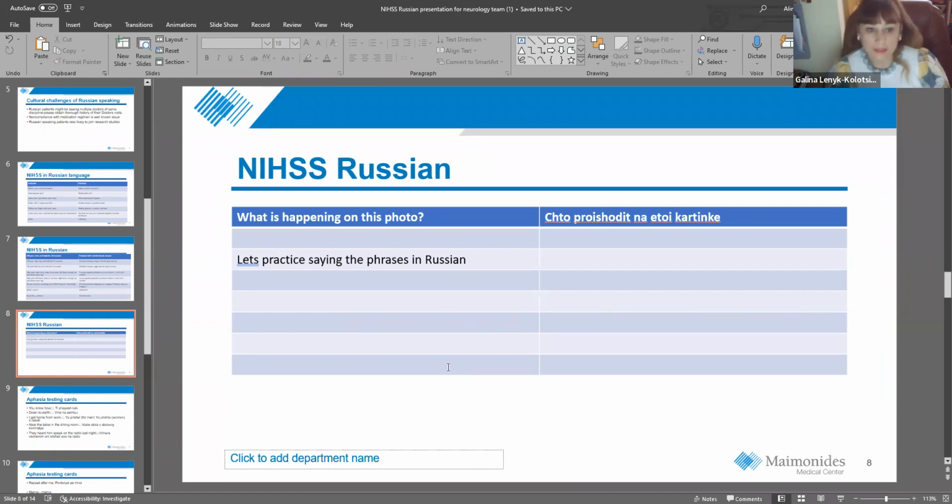And then, sorry about the dog, if you want to say what's happening in this photo, you're going to say что происходит на этой картинке. Like, what is happening on this photo. So that's what что происходит на этой картинке. All right, so let's practice saying the phrases in Russian.